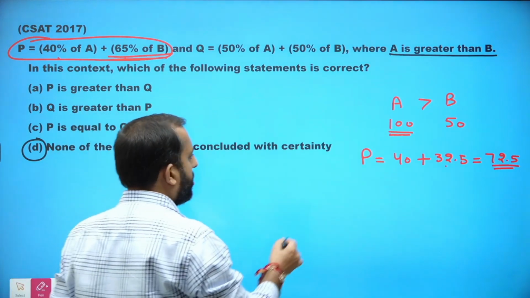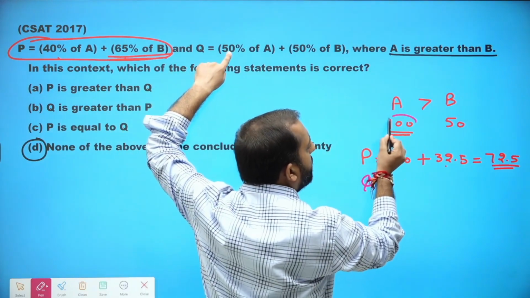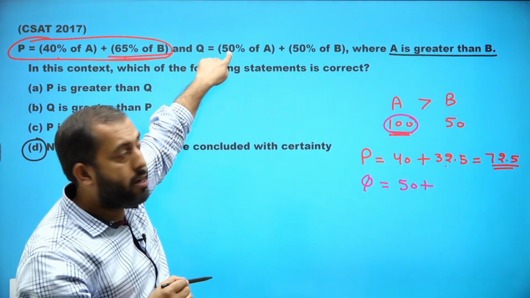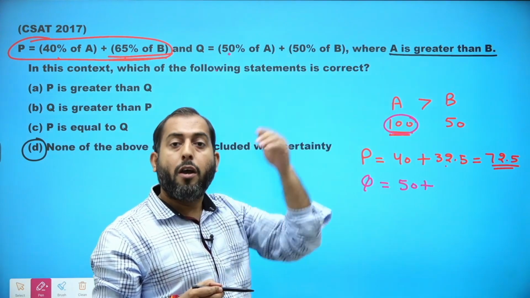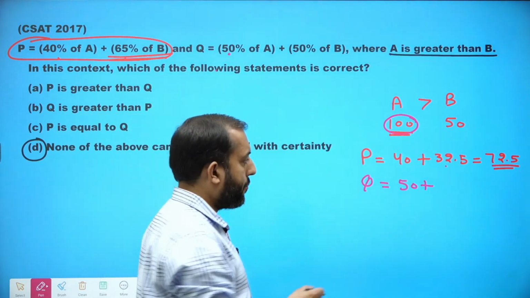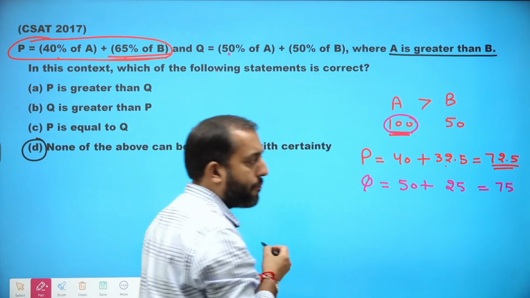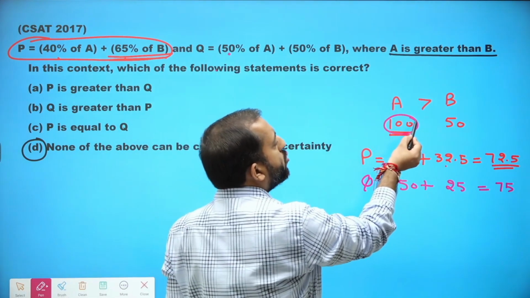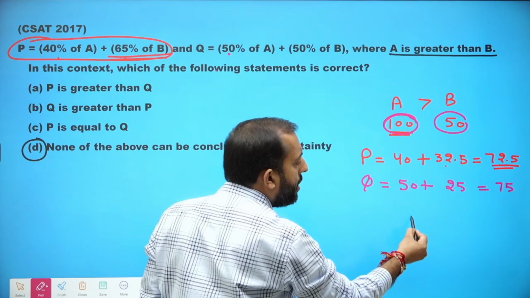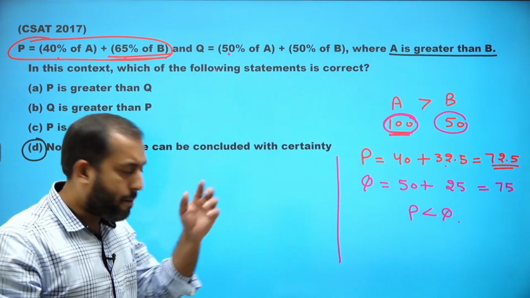Now let's calculate the value of Q. Q is 50% of A, meaning 50% of 100, which is 50 only, and then 50% of B, meaning 50% of 50. 50% of 50 is 25. So it comes out to be 75. Now, when I assumed A to be 100 and B to be 50, I can clearly see the value of P is less than Q. Now, let's take one more example.